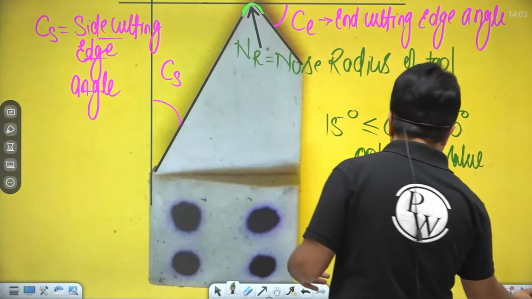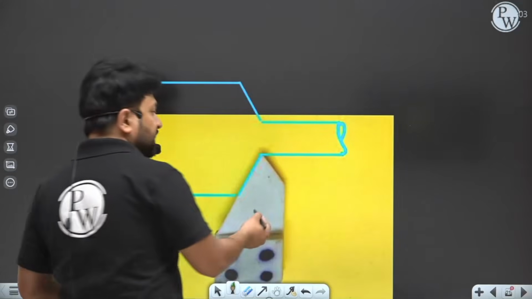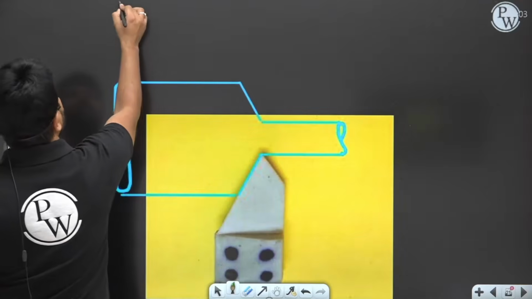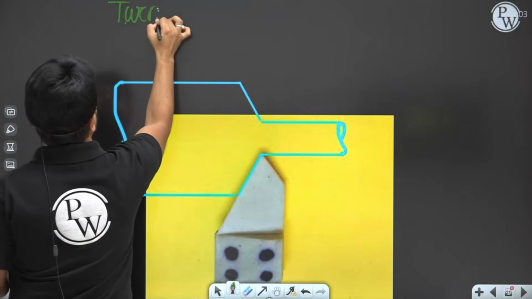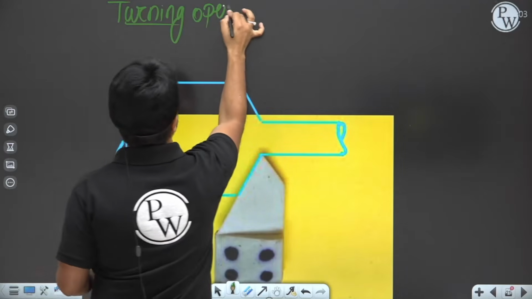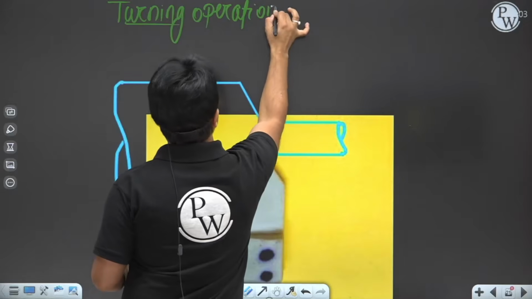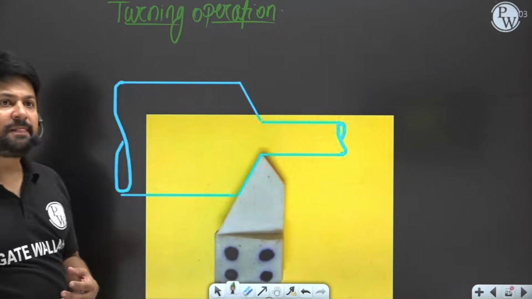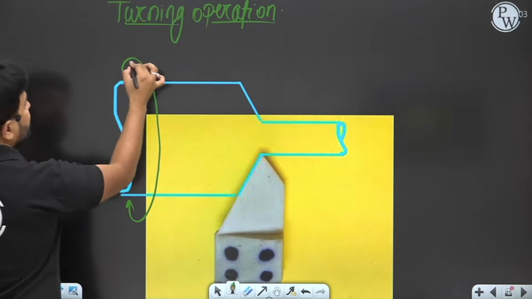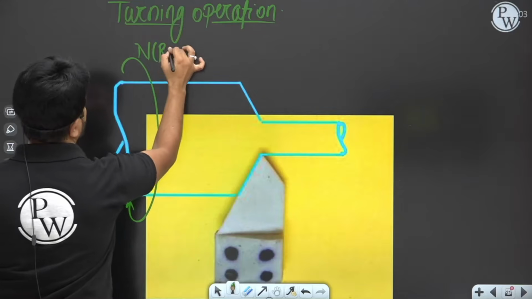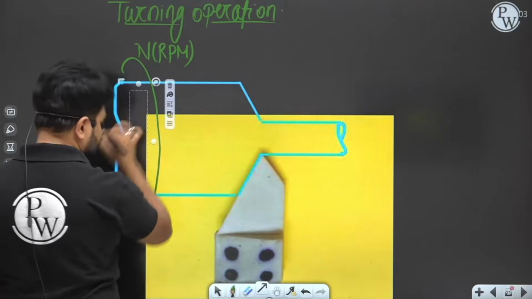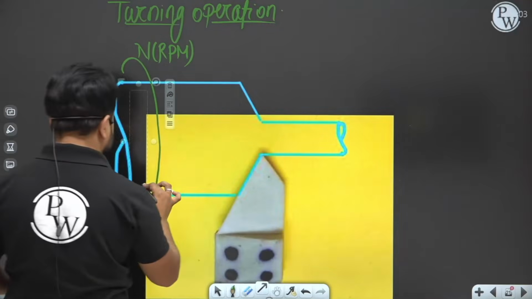Let me show you. Generally you have seen that this type of tool is used in a turning operation. This is the turning operation. Now in turning operation, the workpiece is rotating with RPM n, that is revolutions per minute, having a diameter that is D.